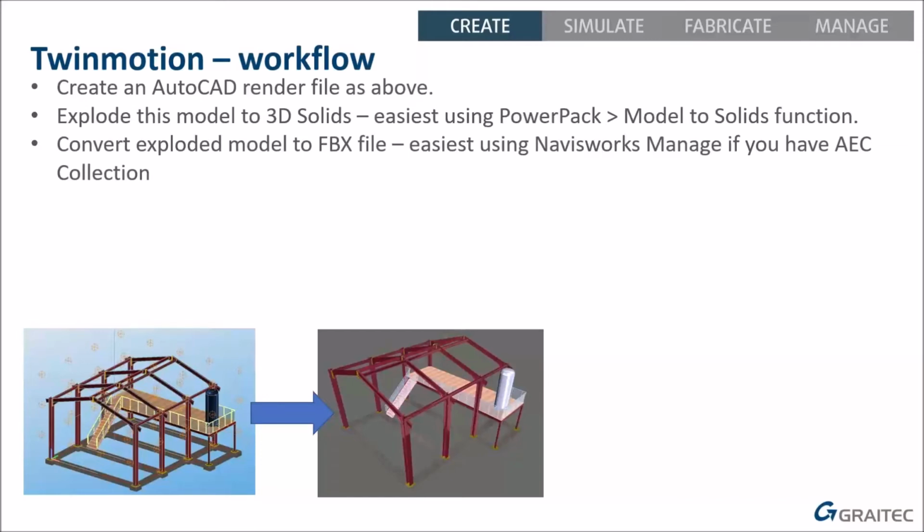Twinmotion can't read DWGs. It can read a STEP file, and if you can get a good quality STEP, you might be able to use that. The PowerPack model to solids function does have the option to do STEP files now, but it does not yet preserve the layers when you do it to STEP, so the materials will be lost completely.